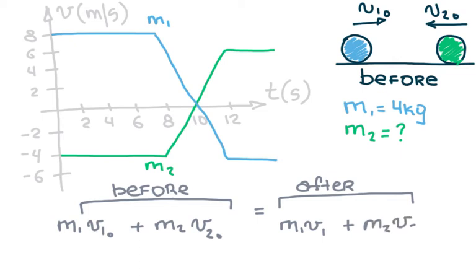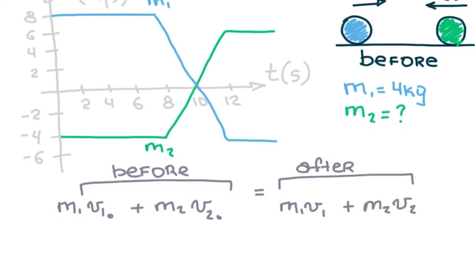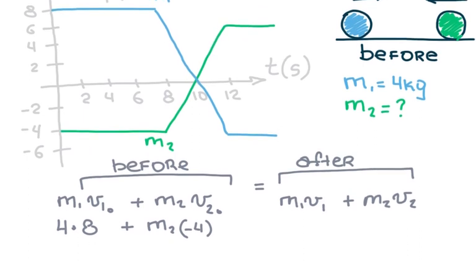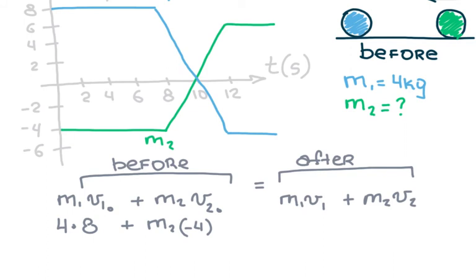And then I'm going to plug in the numbers. So M1 initial, this is 4 kilogram, velocity initial is positive 8, plus M2 we're looking for, and velocity is negative 4. From the green graph, you see the velocity starts at negative 4 because it's a velocity over time graph, and the vertical axis is the velocity. And then it looks like the collision happens over the time right here. This is where the collision is happening.